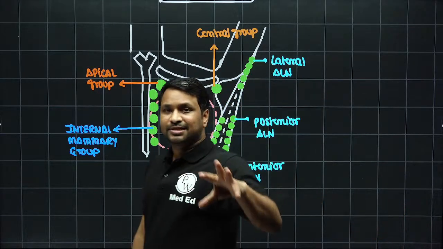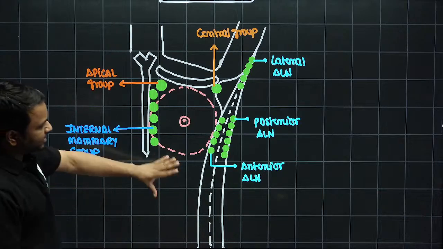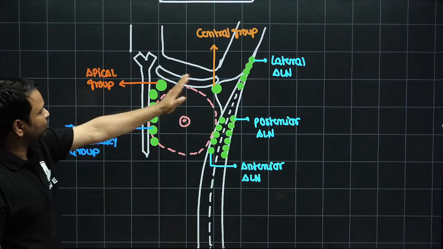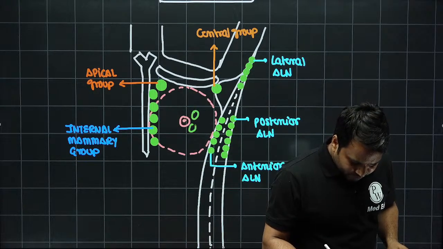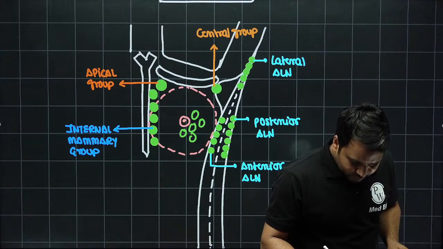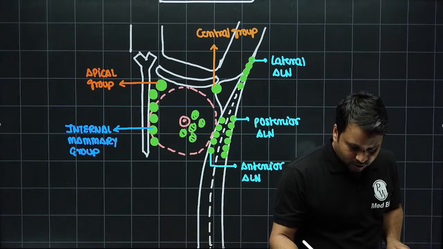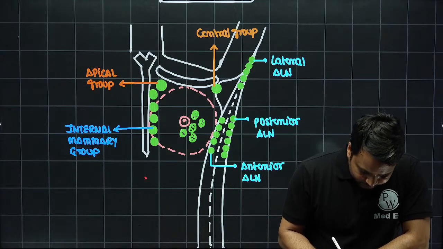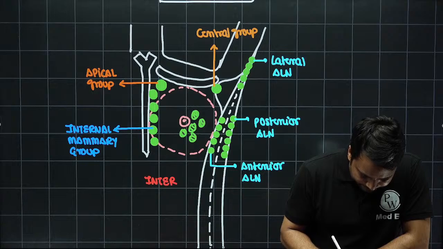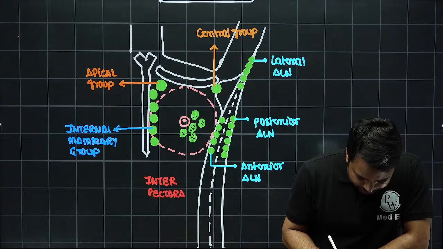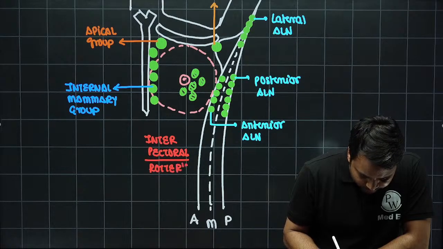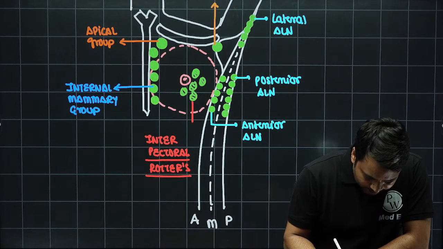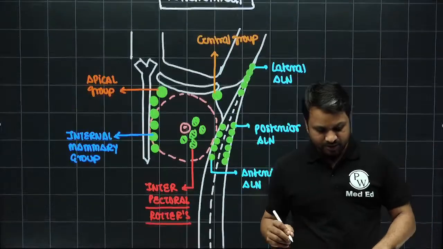You see, the axillary group and the internal mammary group are the basic set. The axillary is divided into anterior, posterior, lateral. Then you have internal mammary. Then you have the central and the apical group. There's a small set of lymph nodes present here, slightly on the lateral side. This set of lymph nodes, we call the interpectoral group, or also called the Rotter's group of breast lymphatics, right?